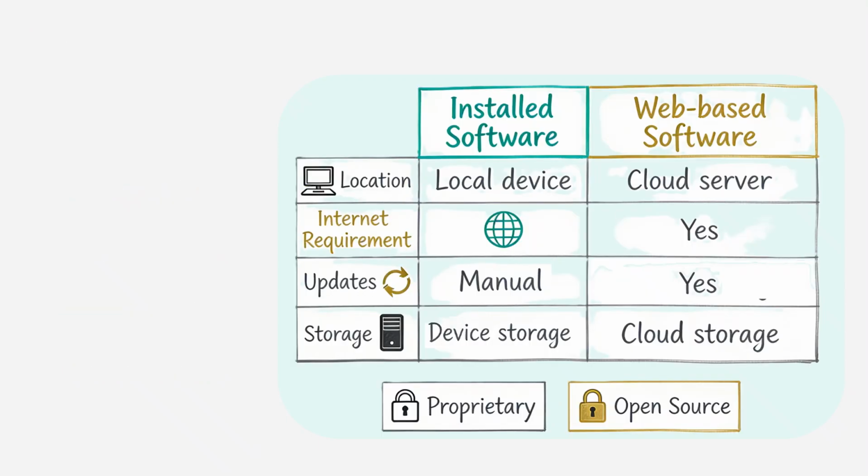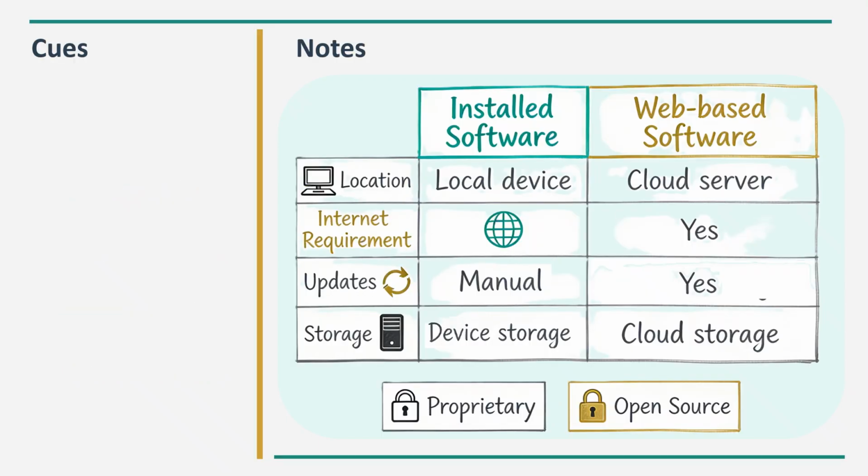I hope this quick table helps you to revise. Installed software runs on your own device and may not need internet all the time, while web-based software runs on the provider's service and usually needs internet but is updated automatically. Proprietary software is owned and controlled by a company, while open source software allows users to see and modify the source code under specific license conditions. Keep this picture in mind when you answer comparison questions.